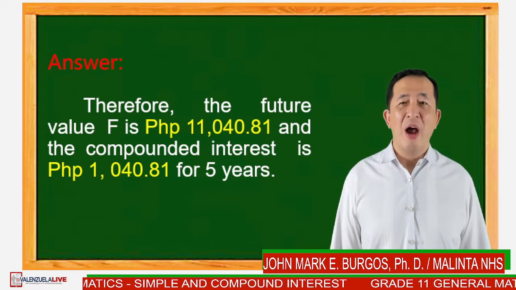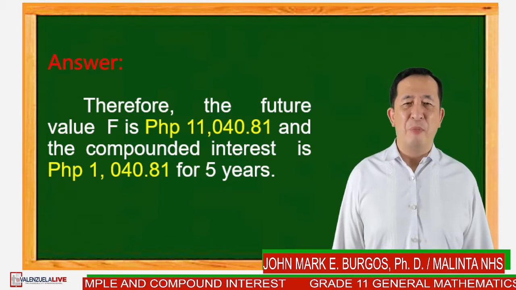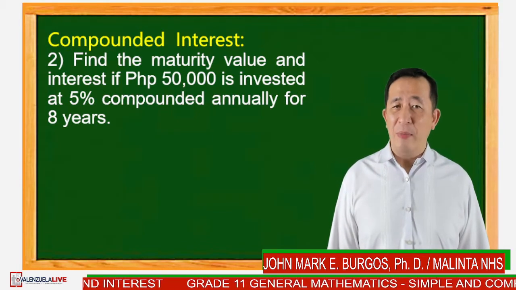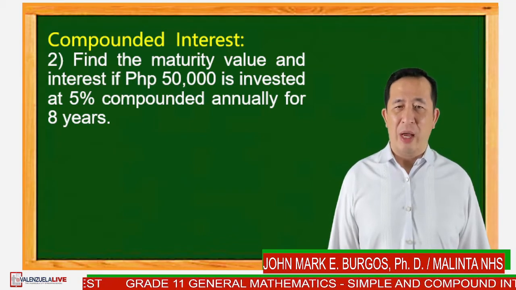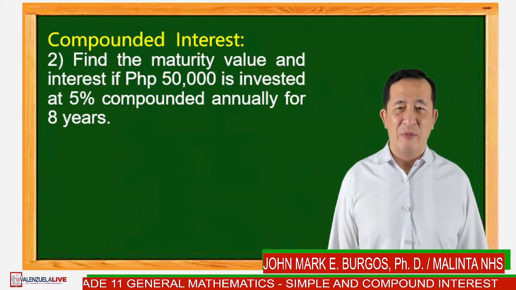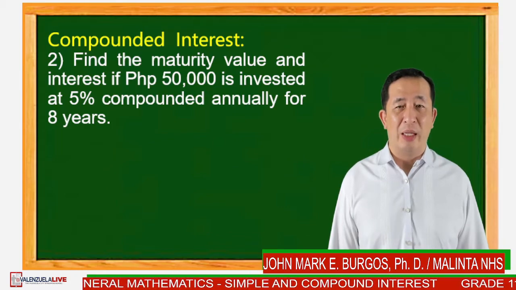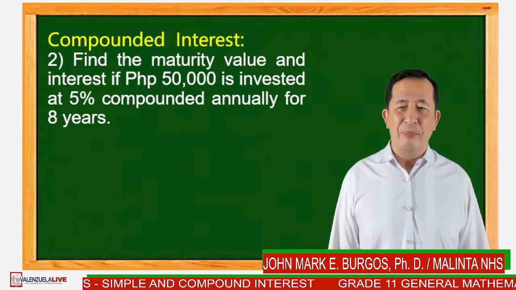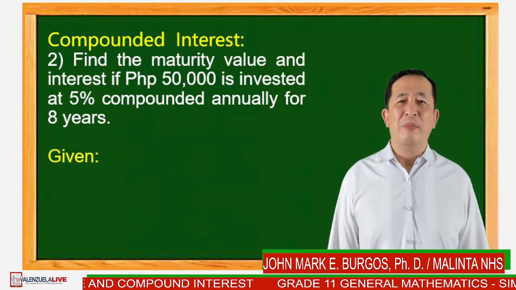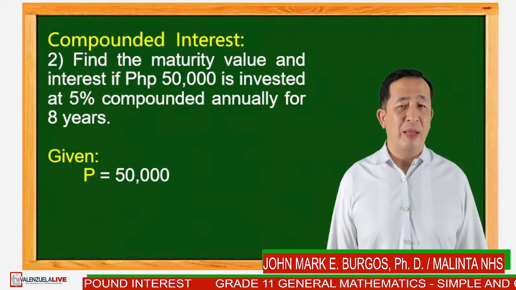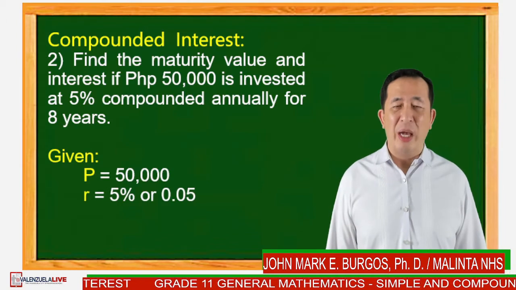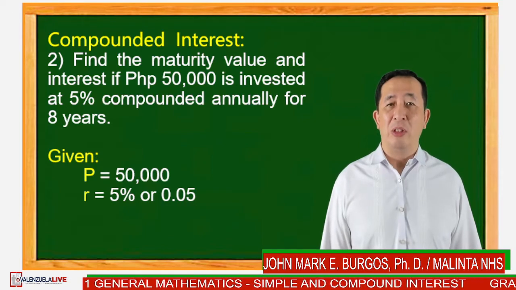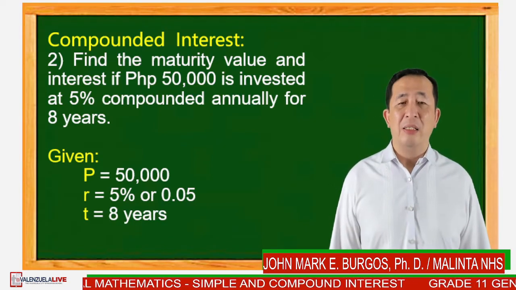For the second problem in computing the compounded interest, we have: find the maturity value and interest if 50,000 is invested at 5% compounded annually for 8 years. So from the problem, we have the given P, which is 50,000, R, or the rate, which is 5%, and to turn that into decimal, we have 0.05, and T is the number of years, which is 8 years.